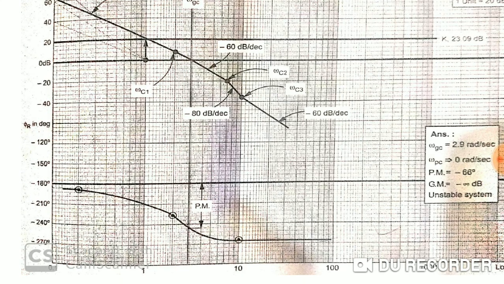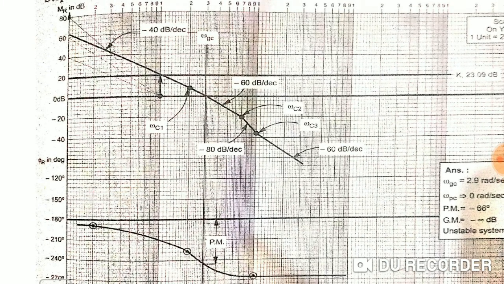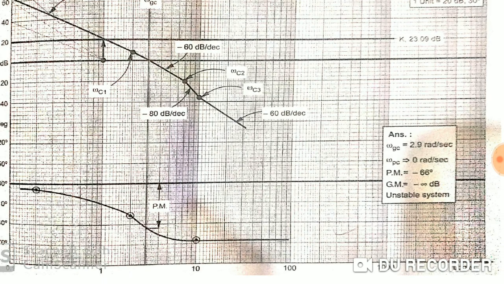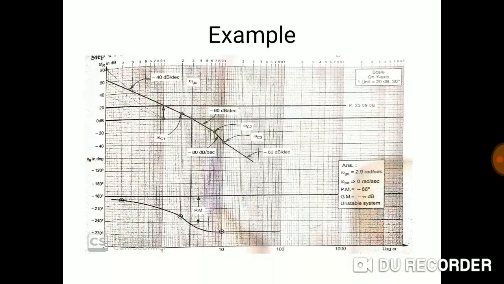Then how to find out the gain margin? The same procedure is there. Wherever it crosses the 180, here what happened is this phase plot does not cross the 180 line. It means that the gain margin is minus infinity. So as the gain margin is negative, the phase margin is also negative. The system is an unstable system.